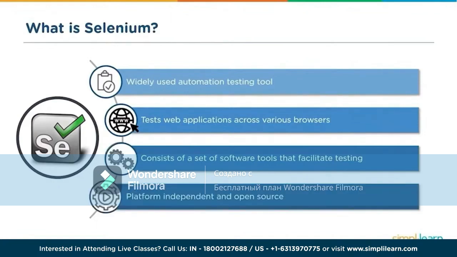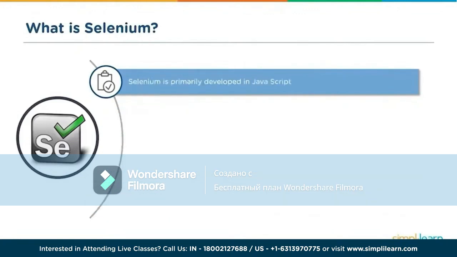So Selenium is open source and it is platform independent. This is the biggest reason why people are preferring this tool, because it is free of cost. QTP and RFT, which I just talked about, are chargeable ones. Selenium scripts can run on any platform because Selenium is primarily developed in JavaScript. So it is platform independent.